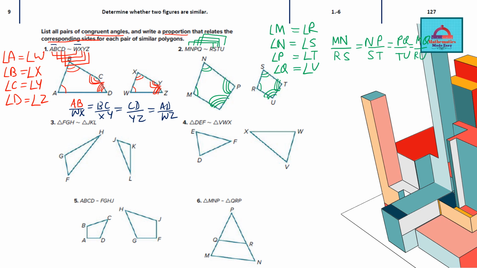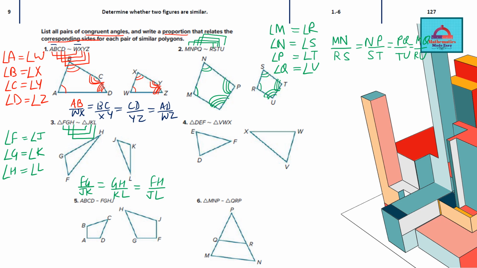Okay, now comes the triangle. F is equal to J, G is equal to K, H is equal to L. So let's write F equal to J, G equal to K, H equal to L. Now remember, we have to follow this order when we are writing the corresponding angles. And now let's write for the sides. Here for the sides, FG over JK is equal to GH over KL is equal to FH over JL.